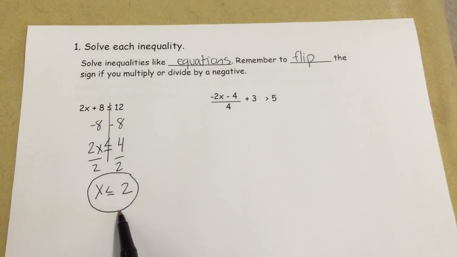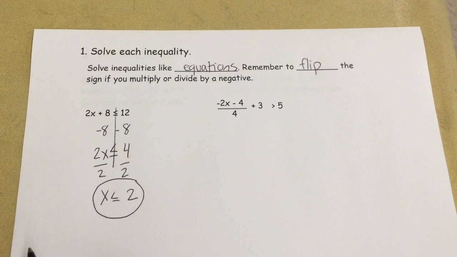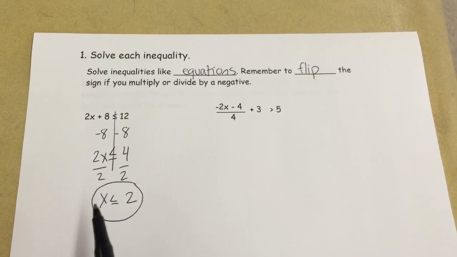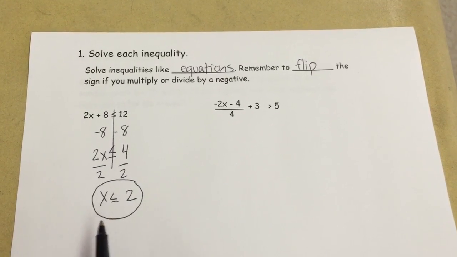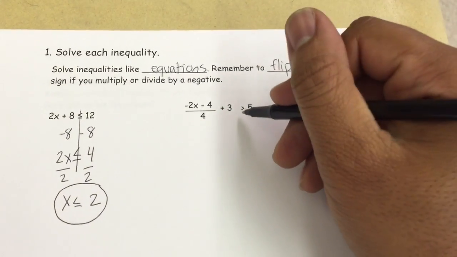So what this solution means is that x could be -1, it could be 0, it could be 1, it could be any real number up until 2, okay? So now let's continue this over here.